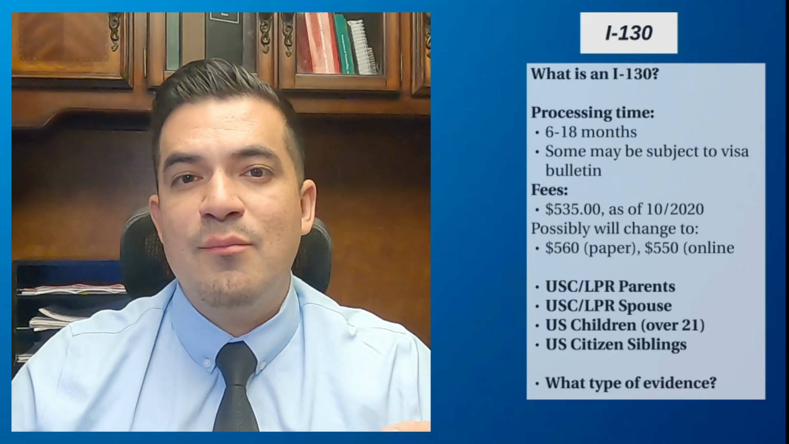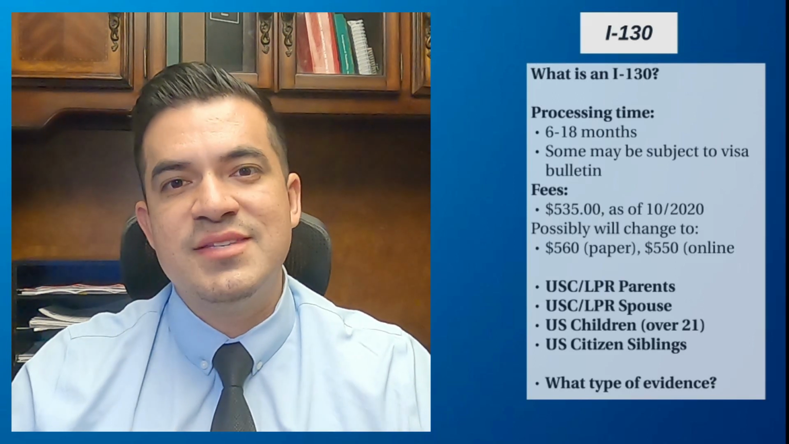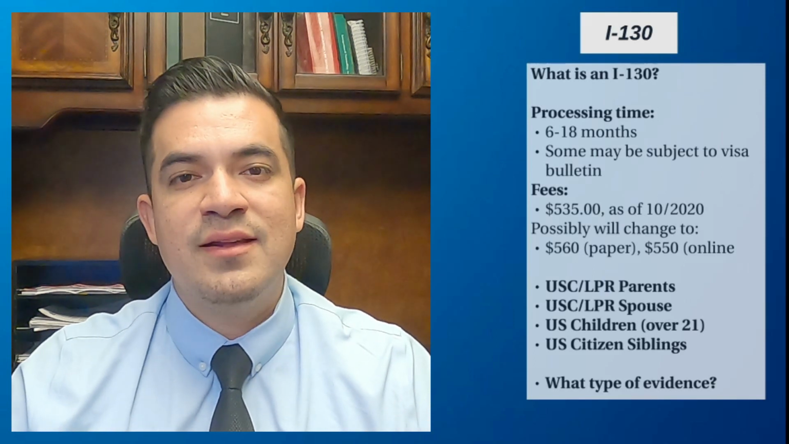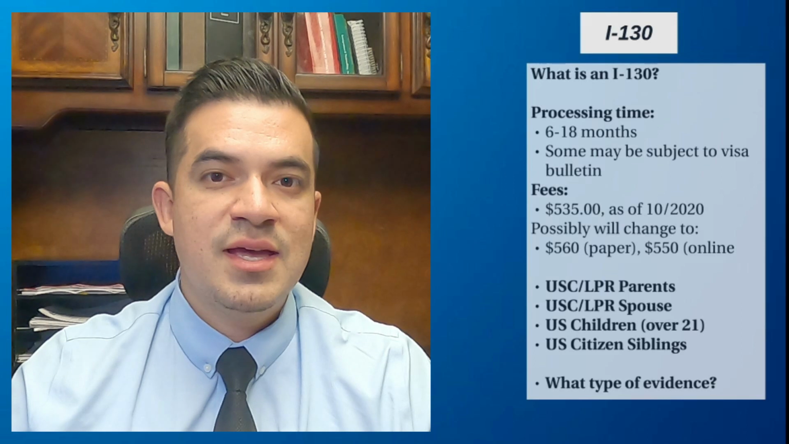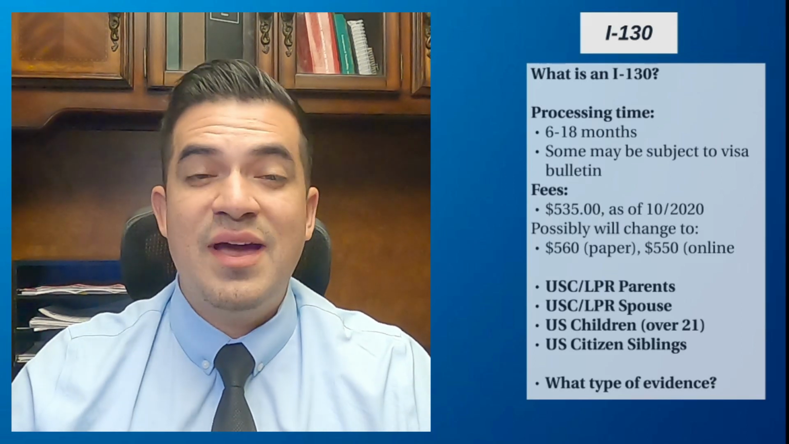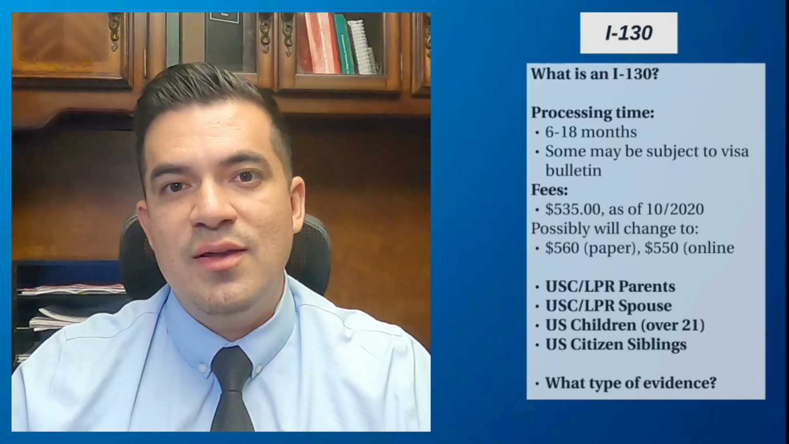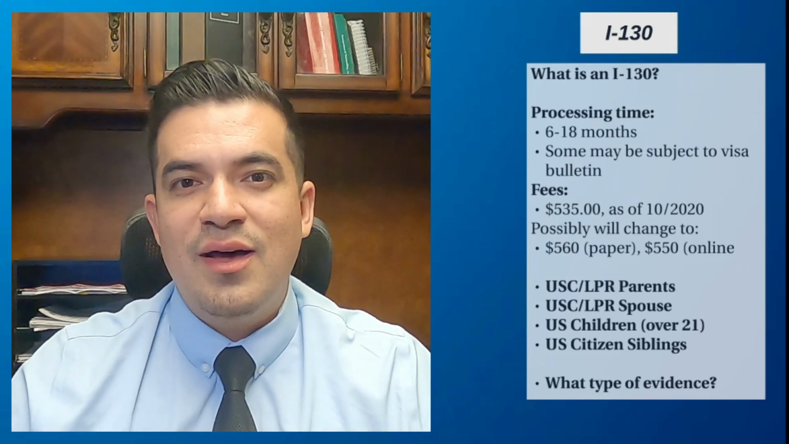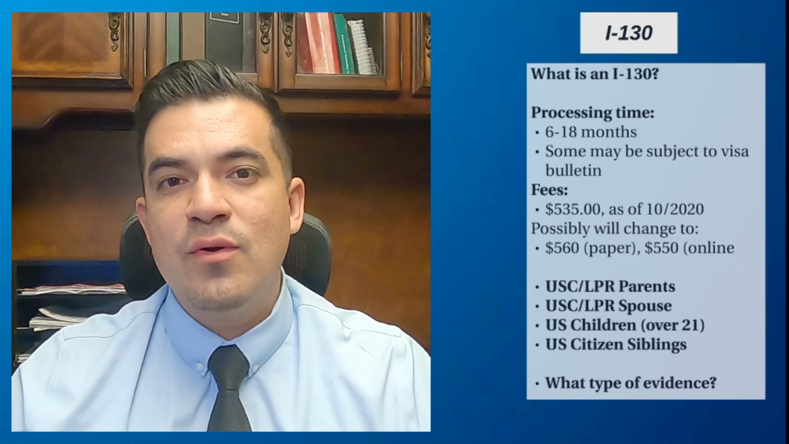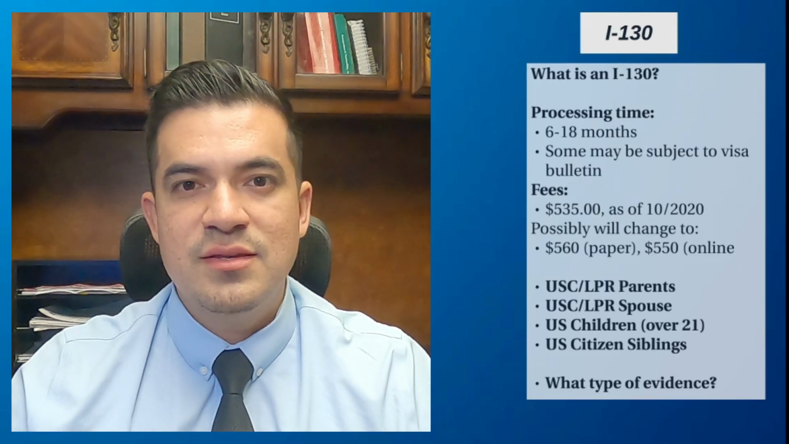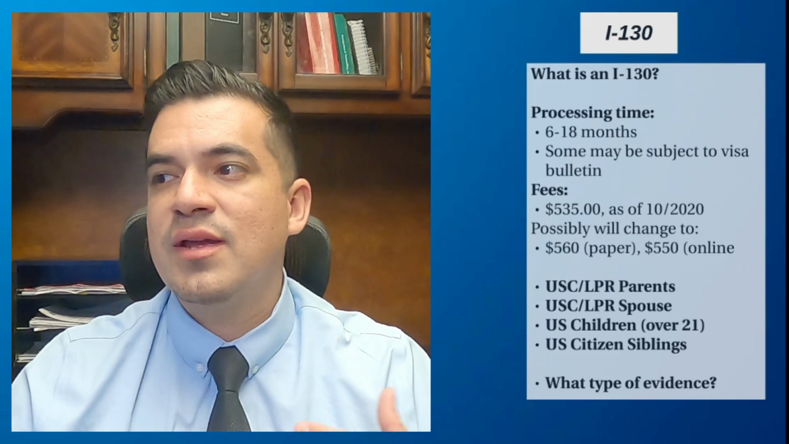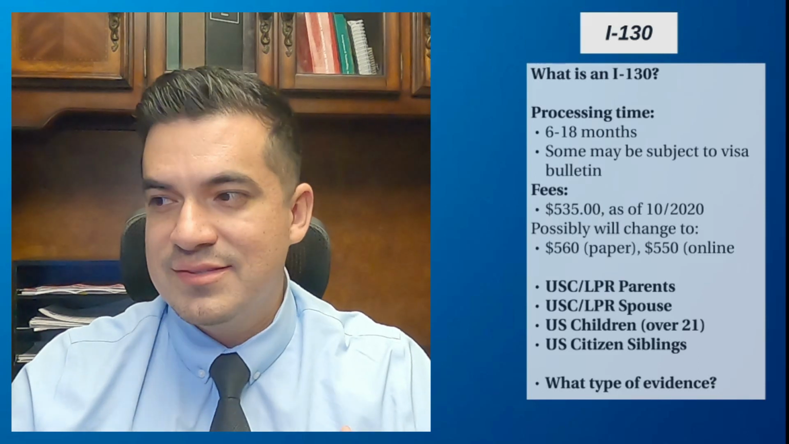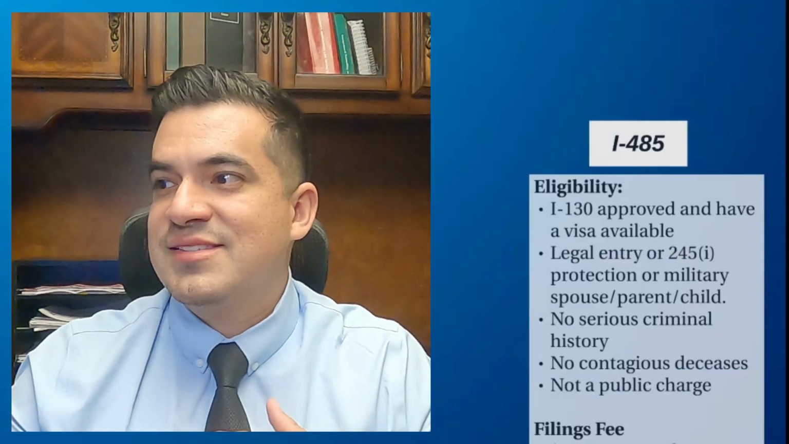Now, as to the processing time, this can take anywhere from 6 to 18 months. It's hard to say right now because due to Corona, that could have affected the immigration processing time and it could have delayed it. As to the filing fees, at the moment of this video, October 2020, it's $535. It was supposed to go up, but a higher court put a stop to the fee increase. So it is possible that in the future it can be $560 or $550, depending on the outcome of that case. Alright, so let's go to the next slide here.